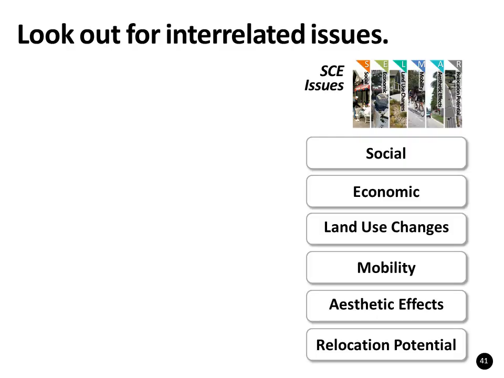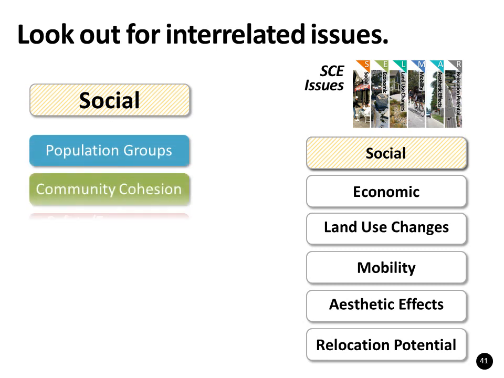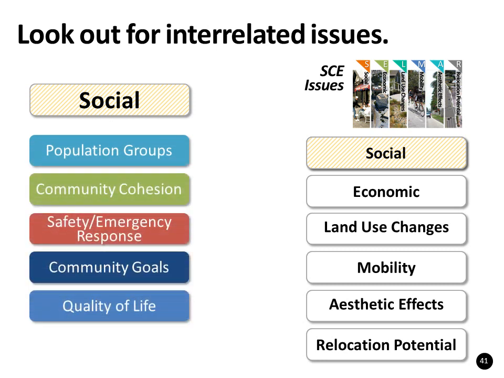During SCE evaluation, you are likely to notice relationships among the issues. This slide will illustrate using the social issue. These are the social sub-issues discussed earlier. Let's look at community cohesion first. A project that affects land use, aesthetics, or mobility, or causes relocations could have an effect on the ways that people interact in a neighborhood.